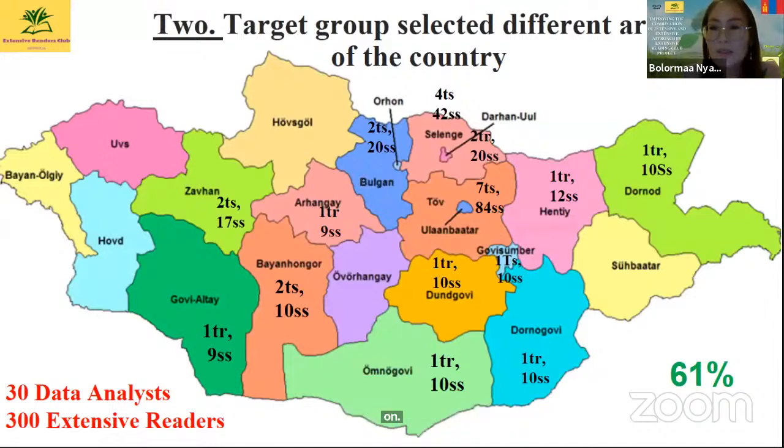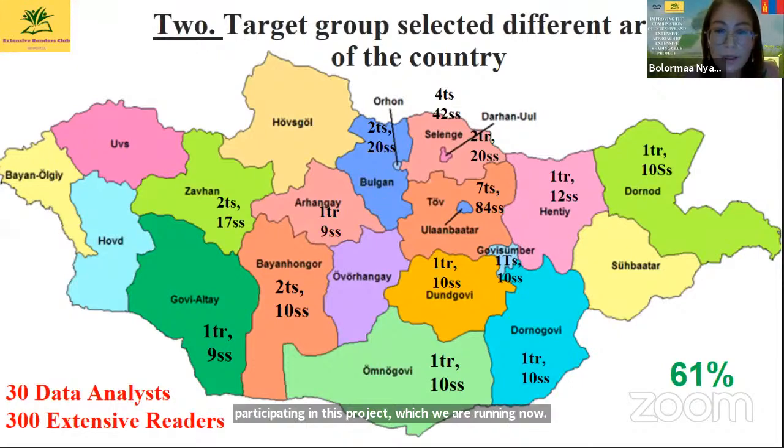On this slide, you can see the target groups selected from different parts of Mongolia. I have to tell you that not only 5 teachers are involved in this project. A total of 3 data analysts and 300 secondary school students undergoing an intensive English language program at public and private schools in Mongolia are participating in this project, which we are running now. As you can see on the Mongolian map, the numbers show how many teachers and students are participating from each part of Mongolia.